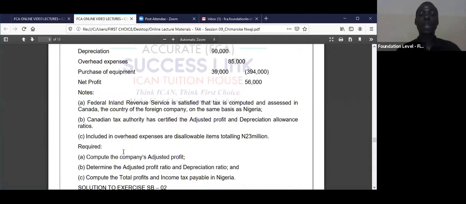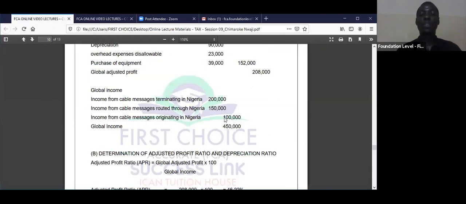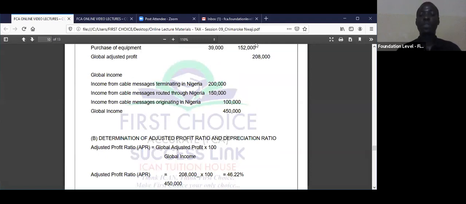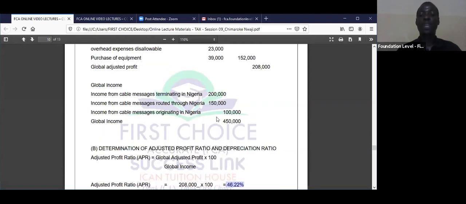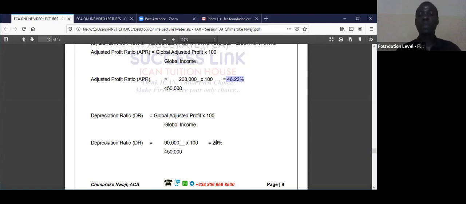Now, what is the second one says? Determine the adjusted profit ratio and depreciation ratio. That is the next thing to do naturally. So you see here, you need to know your worldwide income. You need to know your adjusted global income. So you adjusted up here, your worldwide down here, multiply by 100, you have 46.22. For depreciation, you need to know your 90 million divided by 450. That's what we did here. 20% is our depreciation ratio. When you do that, that's the answer to that question.